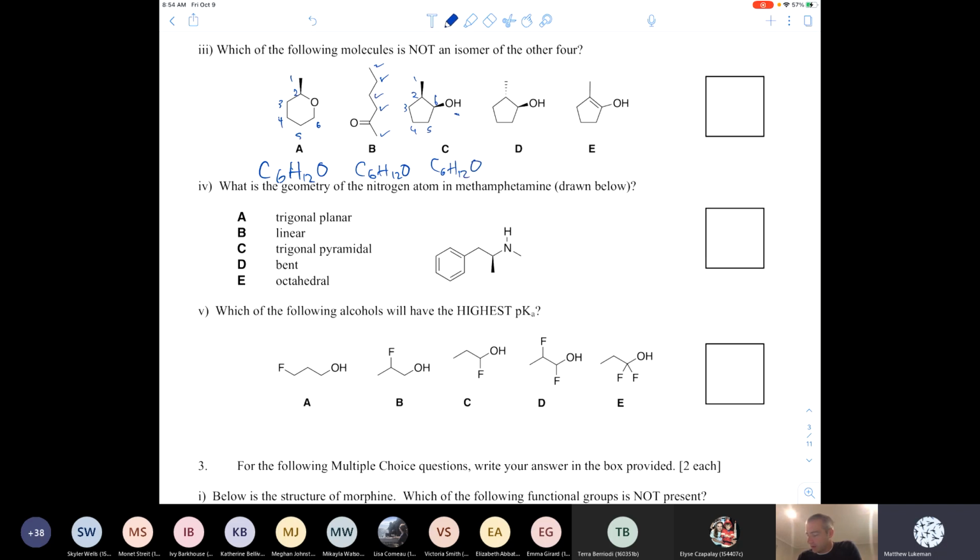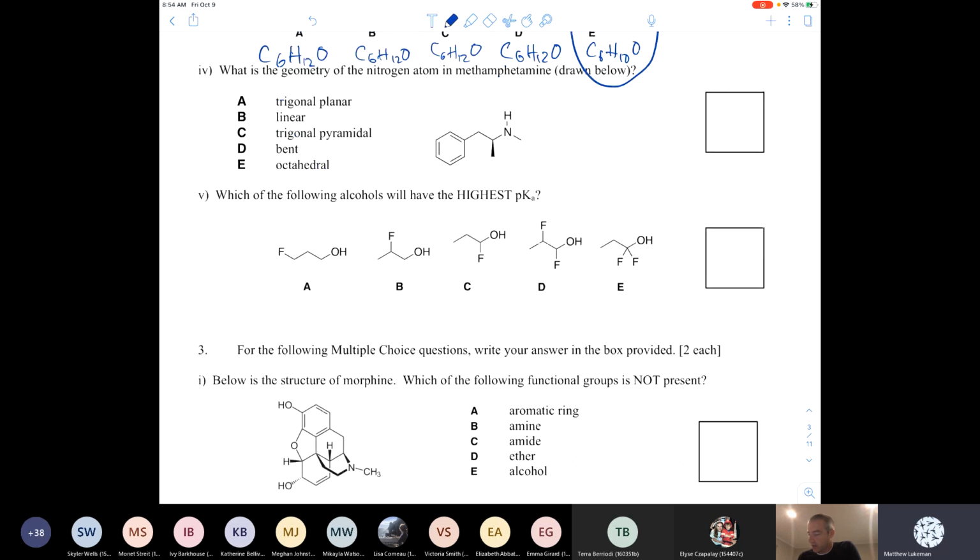O. D is the exact same structure as C, except the orientation of one of the methyl bonds up top has changed. And E is the last one. It ends up having C6H10O. So this is the odd one out. That's not an isomer of the other 4.